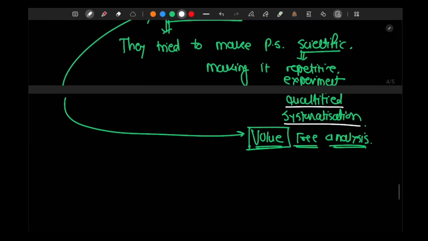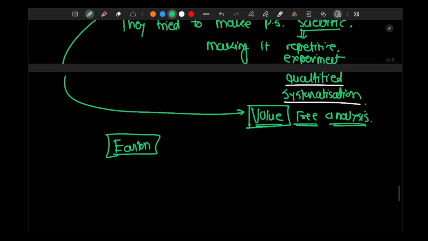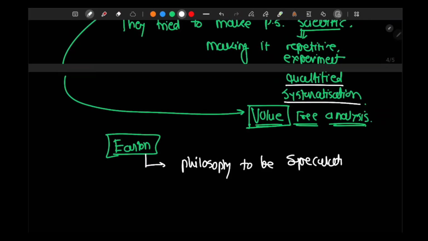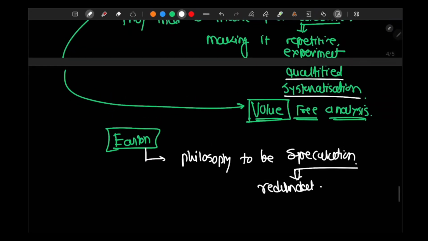In this, we'll understand David Easton, right? Don't worry, behavioralism we are going to understand, even if you don't understand it now, in another lecture specific to behavioralism. Easton calls philosophy speculation. Easton calls philosophy redundant and not useful in today's era.